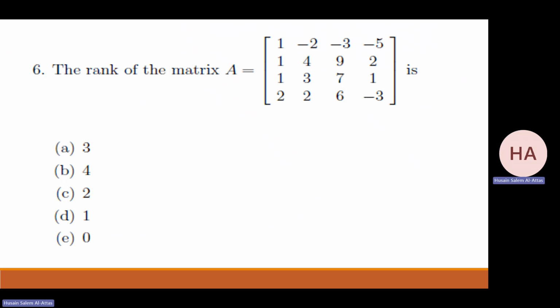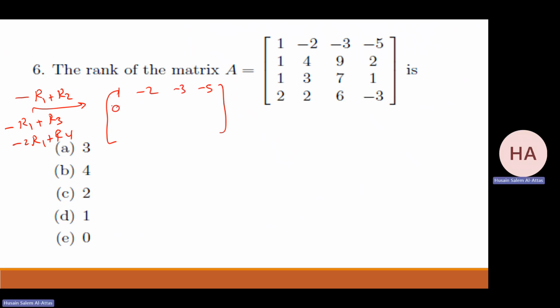Find the rank of this matrix. Okay, do the calculation. I need to multiply the first row by minus 1 and add to the second, minus 1 and add to the third, minus 2 R1 and add it to the fourth one. See what will happen.